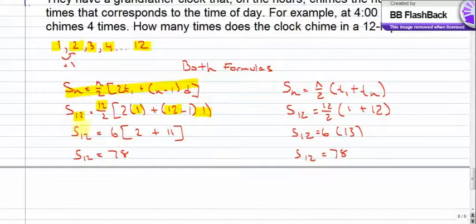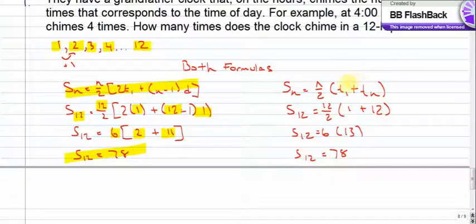So let's multiply everything here. 12 divided by 2 gives us 6. 2 times 1 gives us 2. 12 minus 1 is 11. 11 times 1 gives us 11. Now we just add the 2, so 11 plus 2 is 13. 13 times 6 gives us a sum of 78. So in a 12-hour period, it'll chime 78 times.